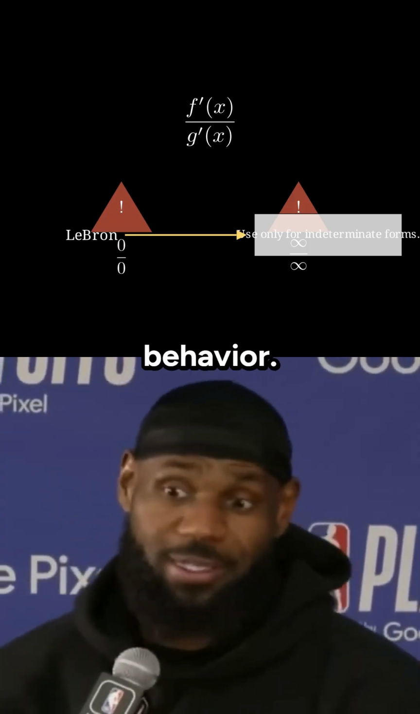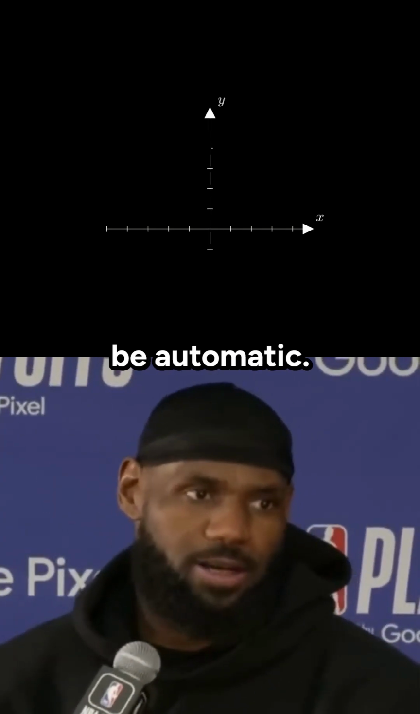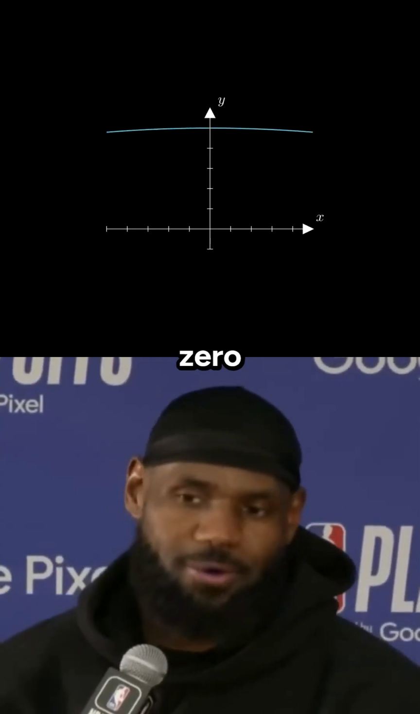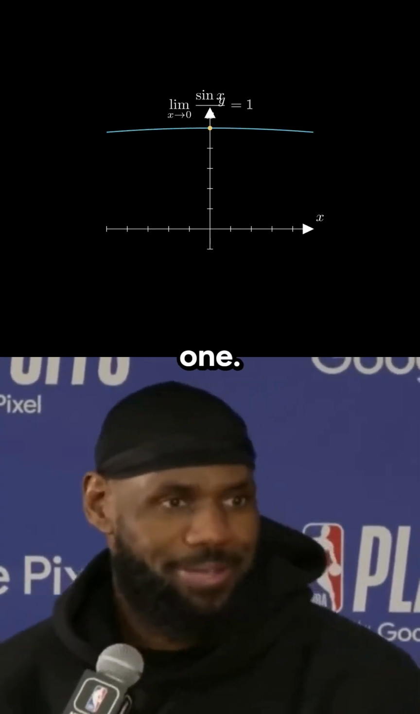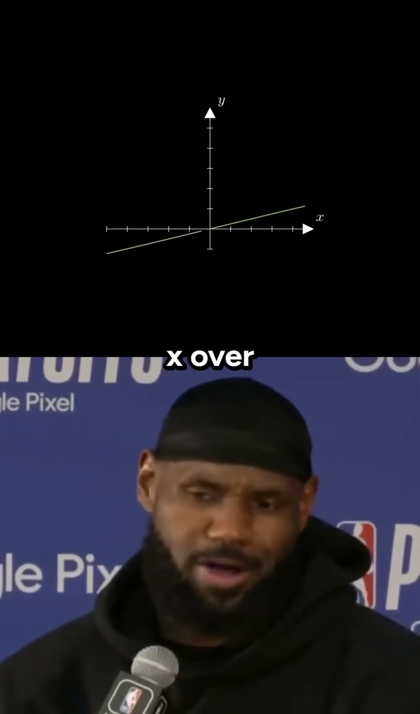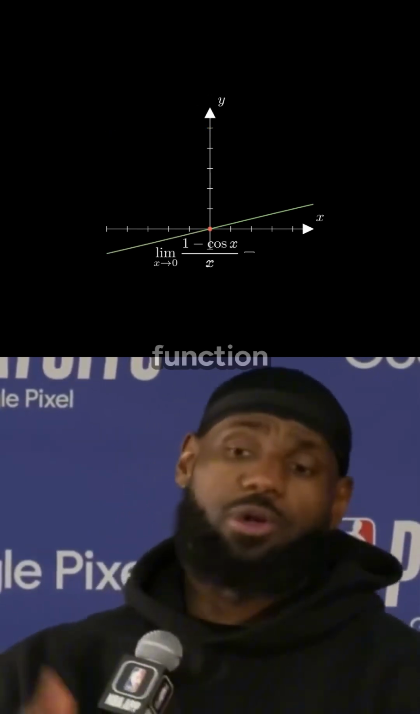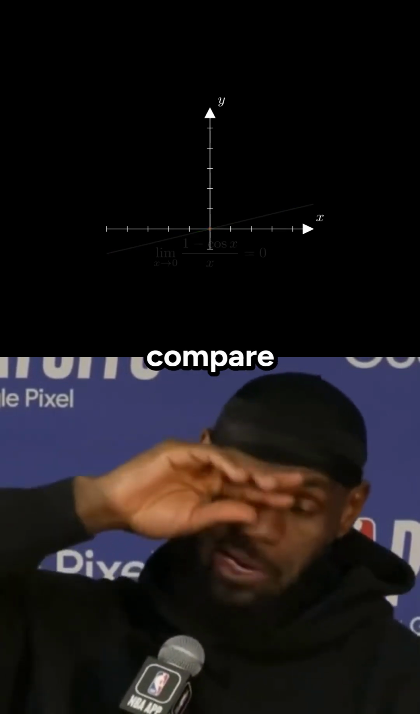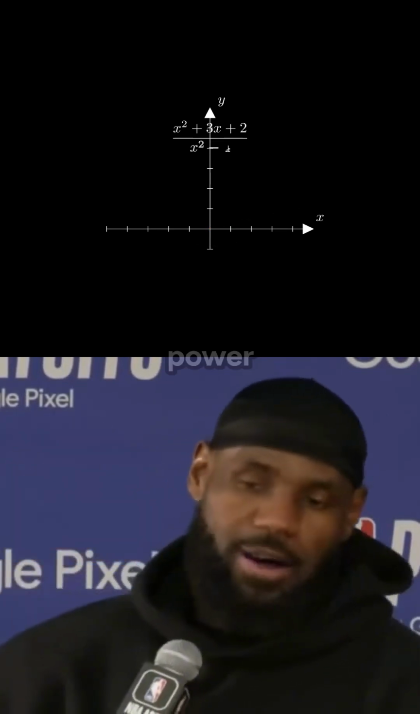That is rookie behavior. Two classic limits need to be automatic. The limit as x approaches 0 of sin x over x is 1. The limit as x approaches 0 of 1 minus cosine x over x is 0. If a rational function goes toward infinity, compare leading terms by dividing by the highest power of x.